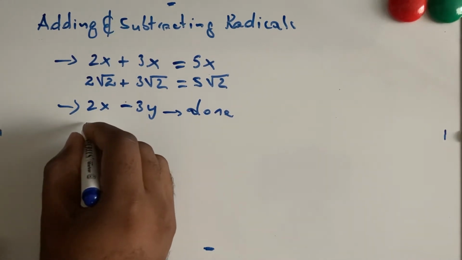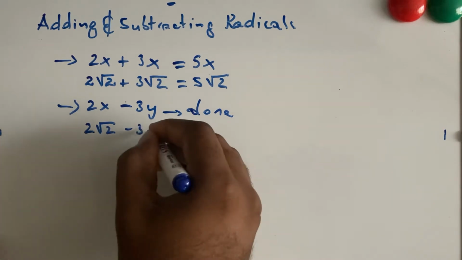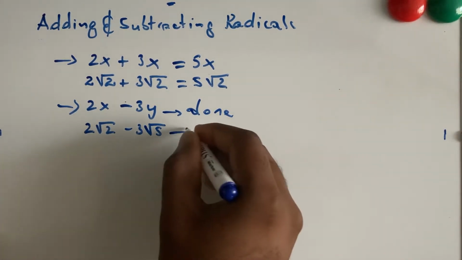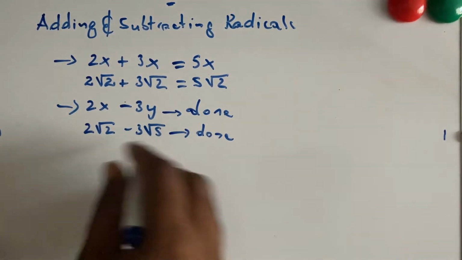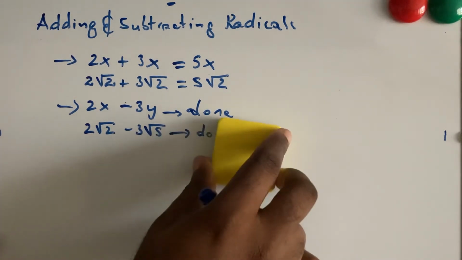Same way, if you had 2 square root of 2 minus 3 square root of 5, for example, there's nothing you can do here. You're done. Same principle. I'm doing this so I can show you that anytime you have to add and subtract radicals, you deal with them as if you deal with terms. They have to be like radicals. Keep that in mind. Let's move on now and solve some problems.